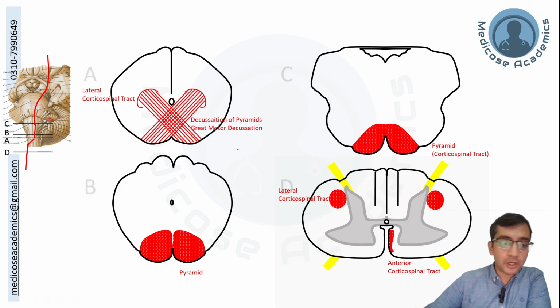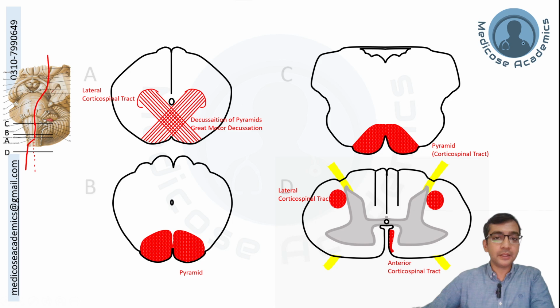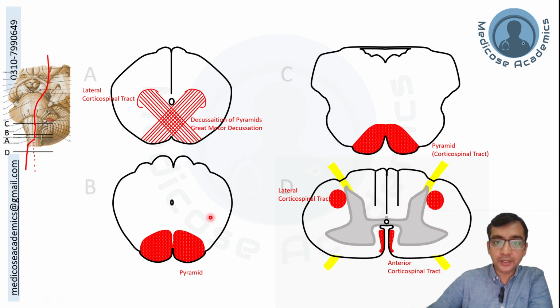Yes, there is a small number of fibers that do not cross. These small number of fibers that remain on the same side remain near the midline, and these form the anterior corticospinal tract. So we have seen the corticospinal tract remain in the pyramid, cross the midline, go to the lateral aspect, and make the lateral corticospinal tract.